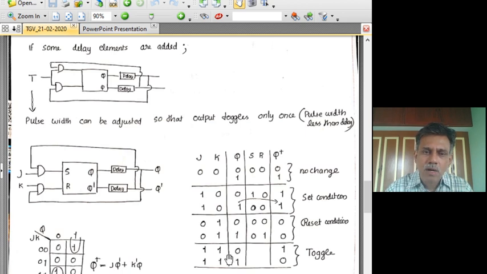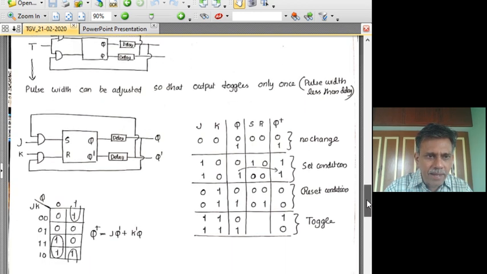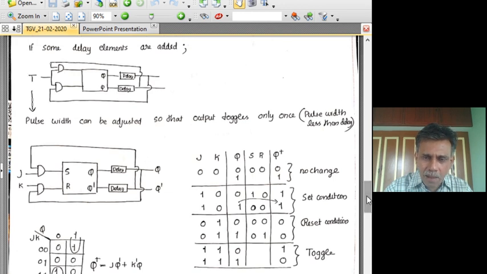Okay. So which means that in this particular condition, it is not a forbidden state, but it acts as a toggle flip-flop. So this JK flip-flop has a no change state, set condition, reset condition, as well as the toggle condition also. So that way it is very versatile, and of course a little complicated to deal with, as we will see later on in the design of JK latch and flip-flop based designs.